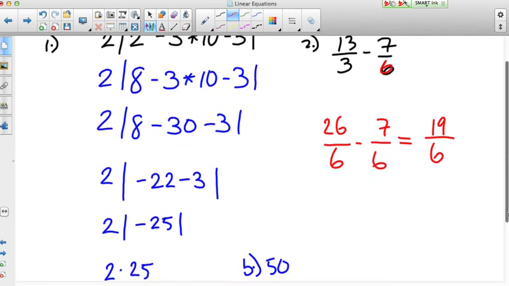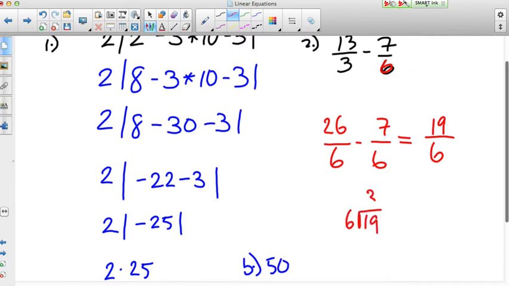None of my answer choices are improper fractions, so I convert 19 over 6 to a mixed number. 6 goes into 19 3 times without going over, and I get a remainder of 1. So my mixed number is 3 and 1/6, which is answer choice A.